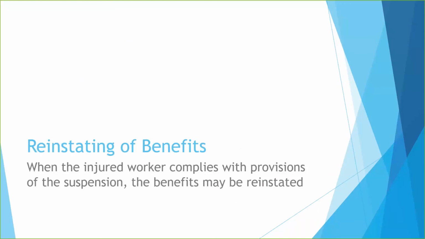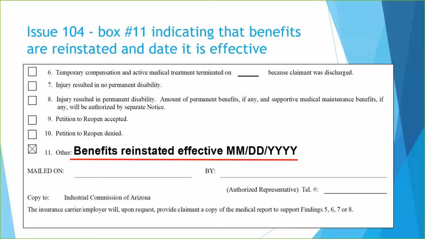Reinstating benefits. When the injured worker complies with the provisions of the suspension, the benefits may be reinstated. To reinstate benefits, a notice of claim status must be filed, marking box number 11 and indicating that benefits are being reinstated and including an effective date.